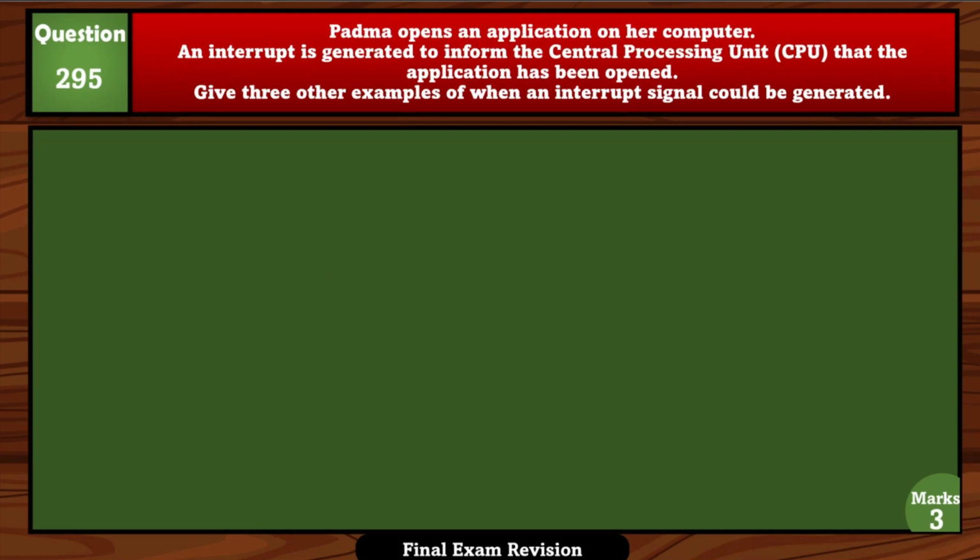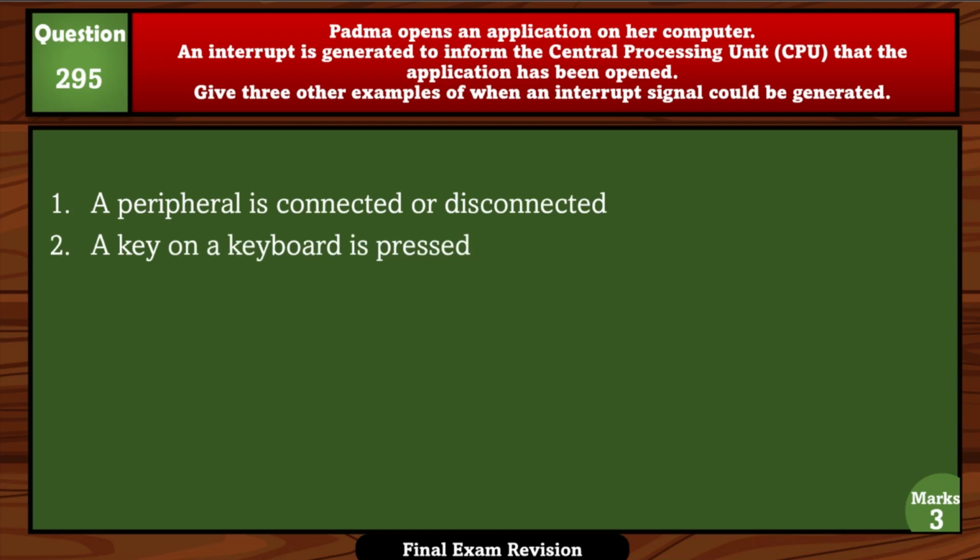Question 295. Padma opens an application on her computer. An interrupt is generated to inform the CPU that the application has been opened. Give three other examples of when an interrupt signal could be generated. Number one, a peripheral is connected or disconnected. Number two, a key on a keyboard is pressed.